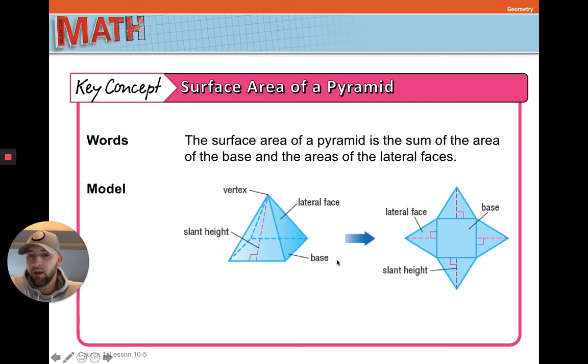A couple key vocab terms that you need to know. Obviously, we know that the base is the shape that the figure is sitting on, okay? They added in slant height. Slant height is the height of the sides or the height of the triangles for pyramids. Lateral face is just the face on the side, so the face on one of the triangles. Vertex is the point where all of those faces come together at the top there. Okay.